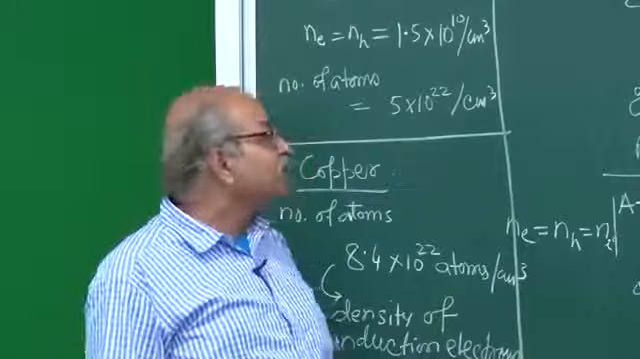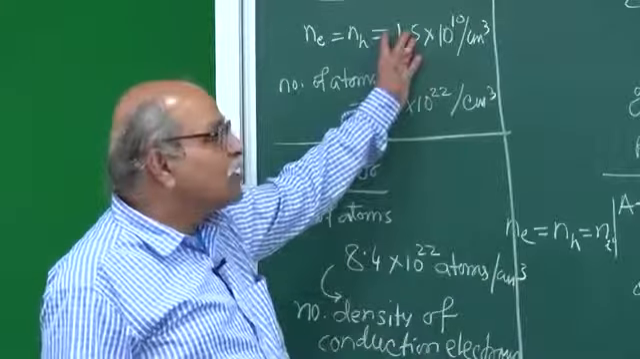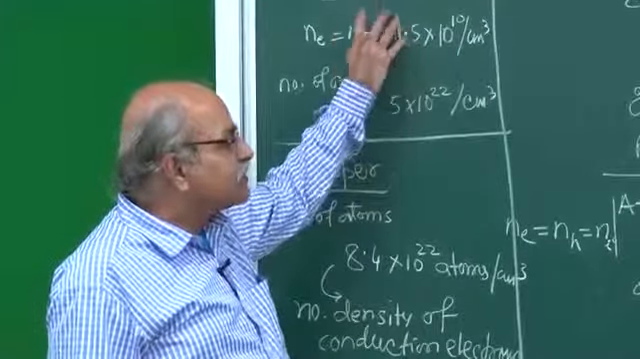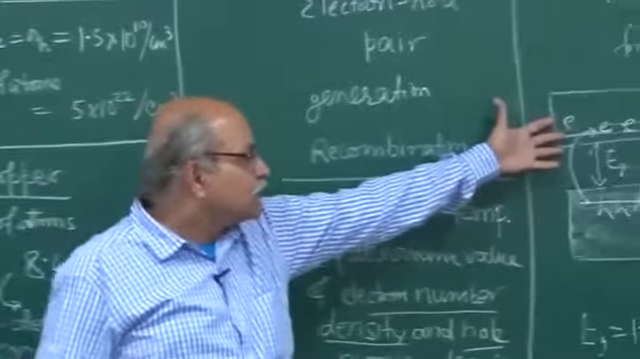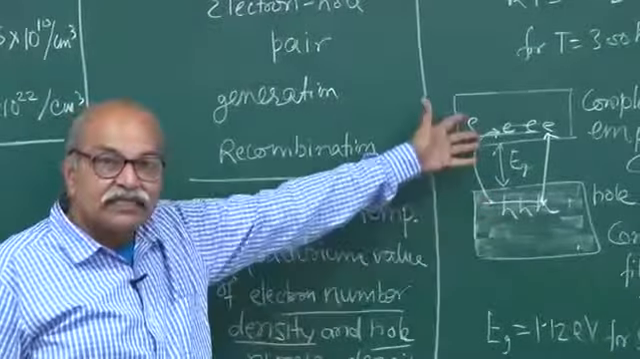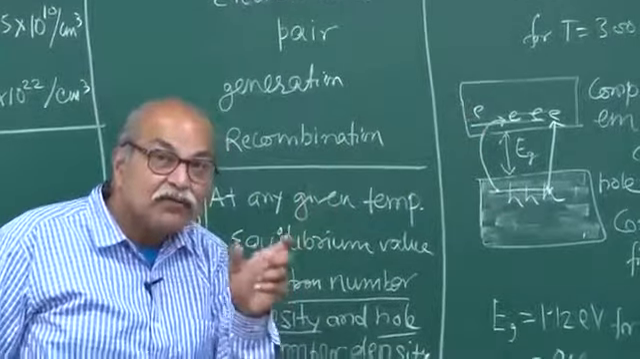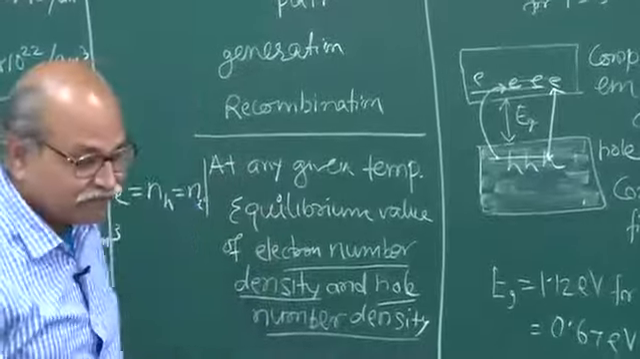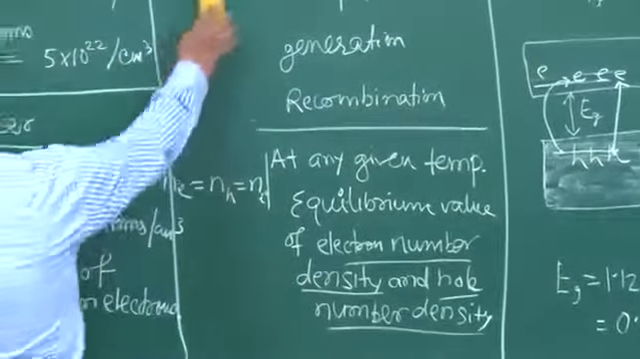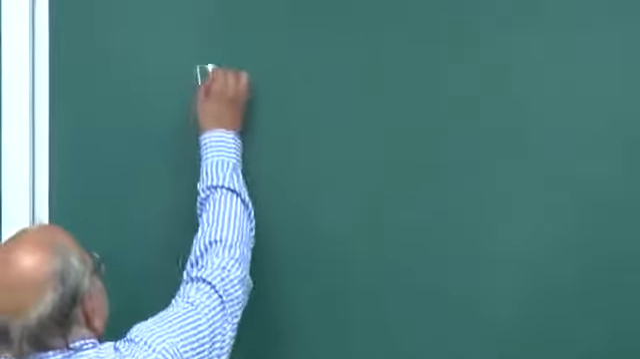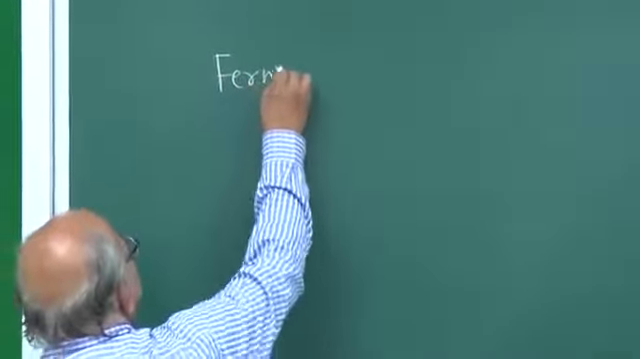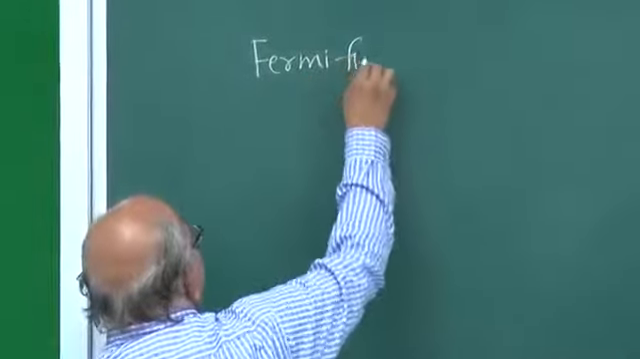Now what decides this number? What decides that at this temperature these many conduction electrons should be there, these many holes should be there? This is the equilibrium number. What decides that? That is decided by a function which is known as the Fermi function. First, let me write this function.